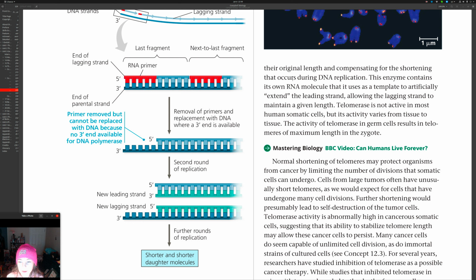Telomerase is not normally active in most human somatic cells, but that activity varies from one tissue to another. And then we have a very large activity of telomerase in the germ cells, which means that the children would be more likely to be healthy because it results in telomeres of maximum length in the zygote.